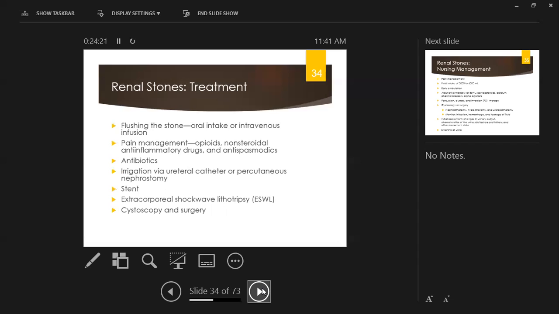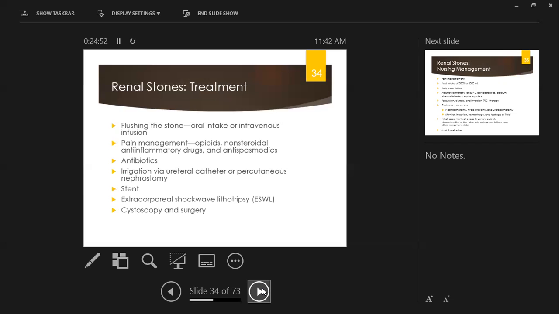it's passed. Pain management is going to be a big thing here. We can give opioids, NSAIDs, antispasmodics to decrease pain. We also may want to administer antibiotics, right, to decrease the risk of infection or to treat infection that has occurred as a result of renal stone. Irrigation via urethral catheter or percutaneous nephrostomy may be used, where we're actually injecting fluid and withdrawing. Stent placement in order to allow the dilation of the ureter so that the stone can pass through.